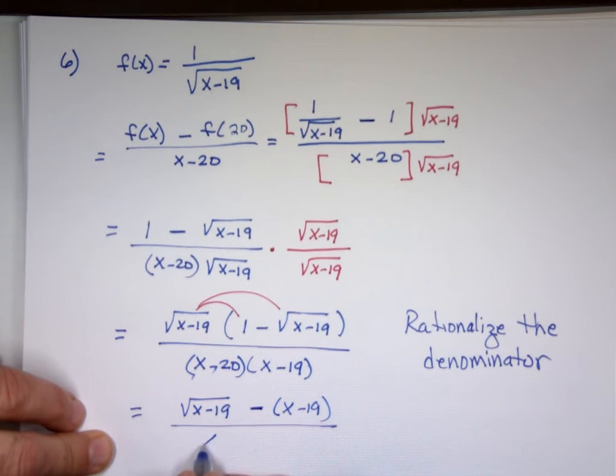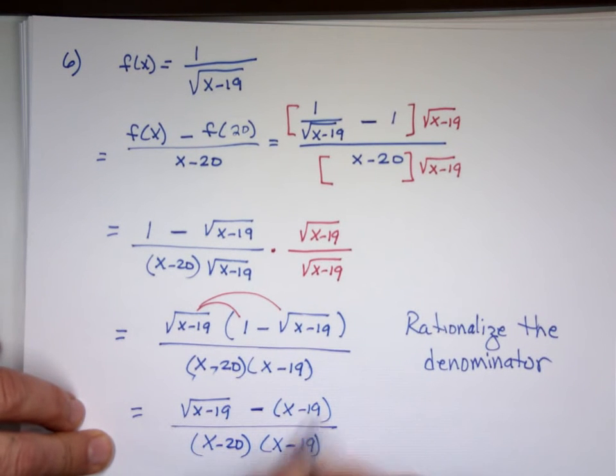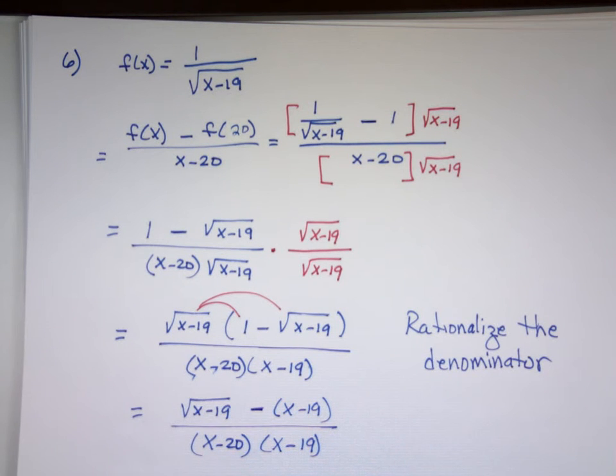For those people thinking about canceling the x minus 19, think twice. Can't cancel this with that. That's a subtraction. It has to be a multiplication. So notice in the bottom we have no square roots.